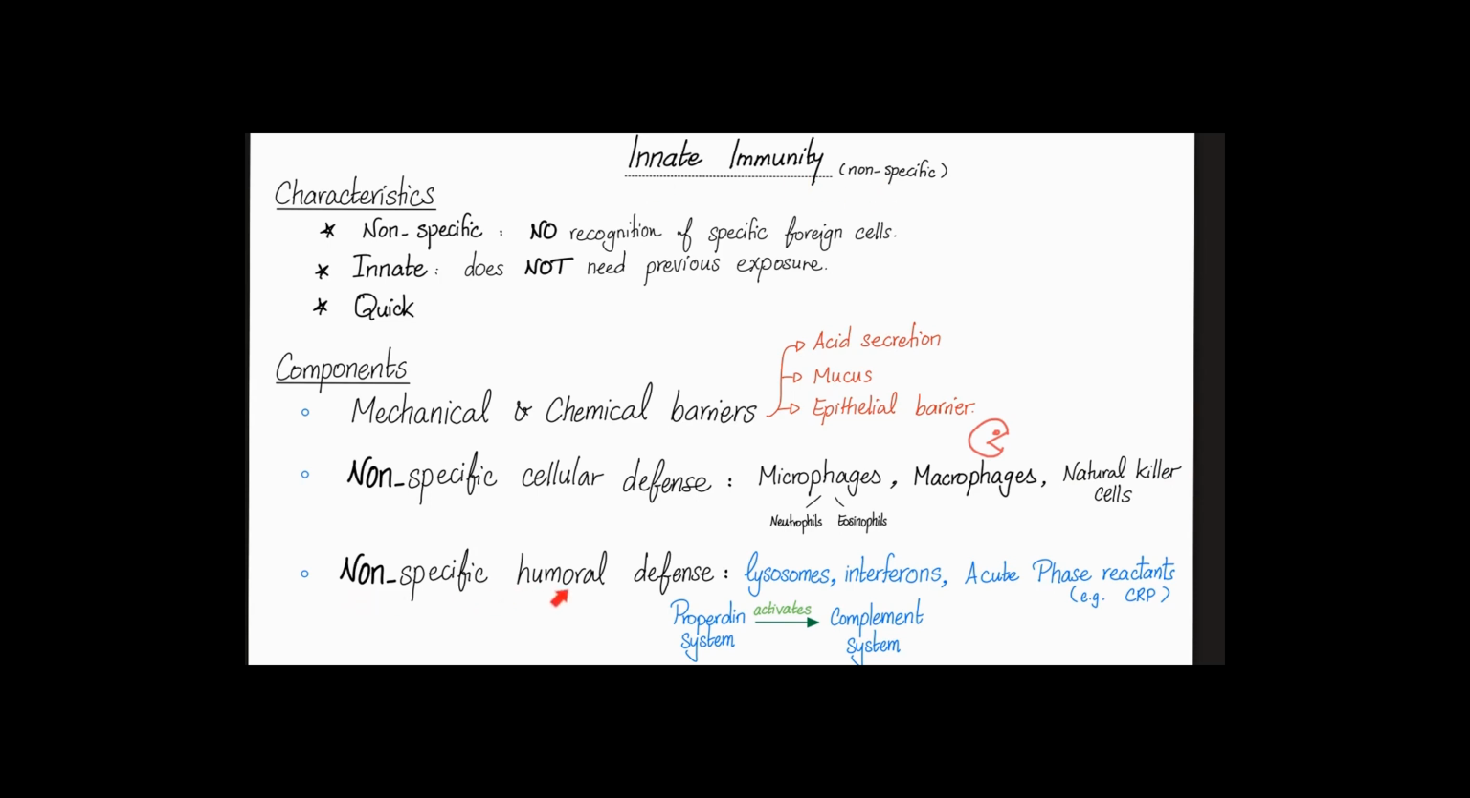And then we have non-specific humoral defense. What does humoral mean? Humoral means fluid. If you remember, the ancient Greeks had the theory of the four humors, four fluids. I think the four fluids were blood, phlegm, yellow bile, black bile, something like that. It was such a woke theory.